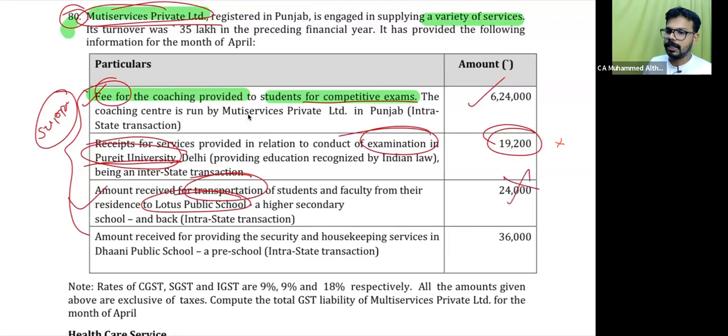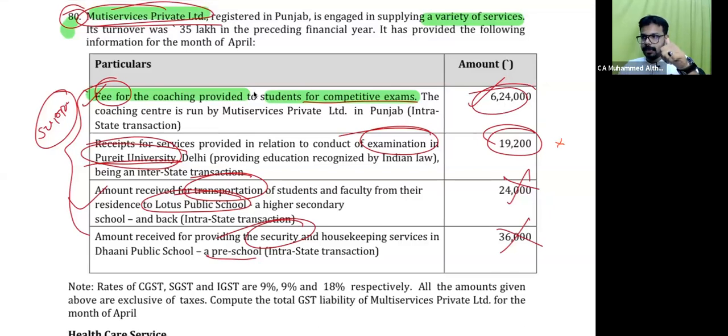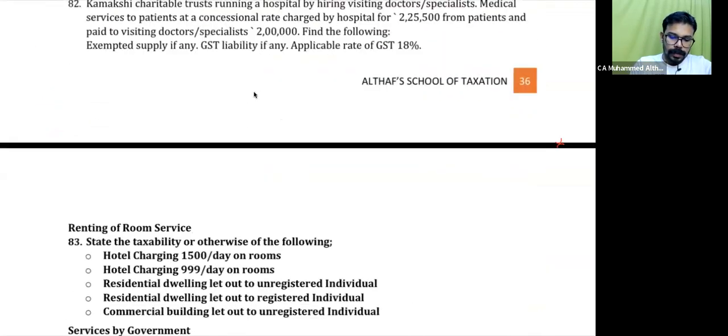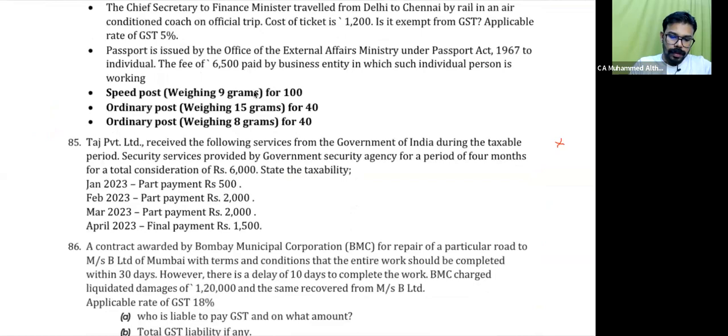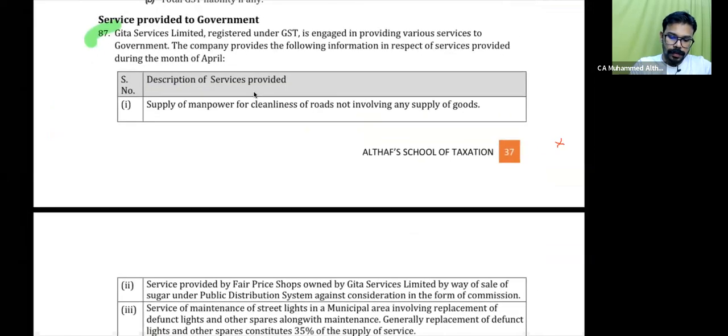The last one, taxable or exempted, everyone. There is also a preschool. Preschool is category number 1. What kind of supply did they provide? Security service. That is also exempted. So it is very easy. Only this 6,24,000 is taxable. All of you clear? Next question we are doing is 87.